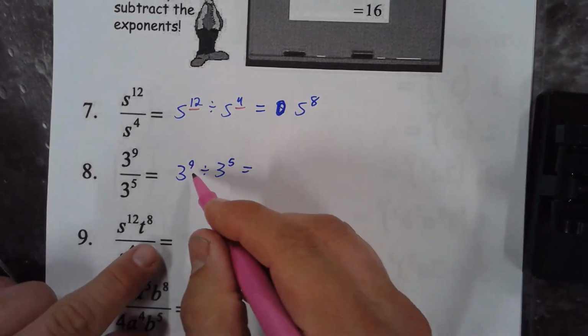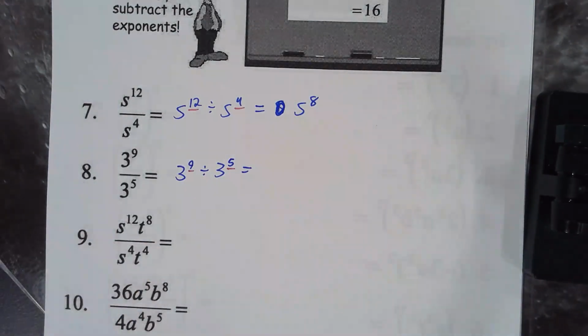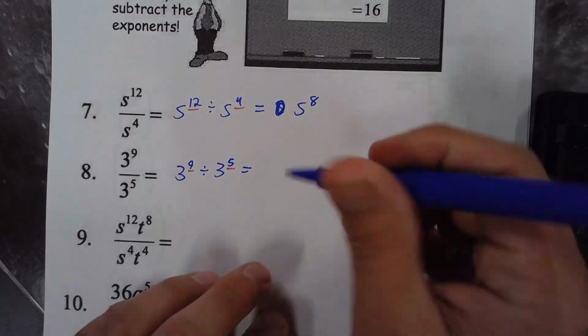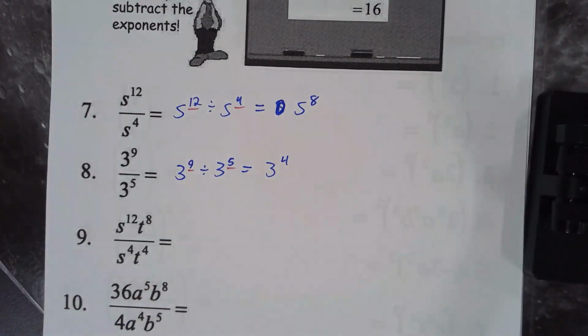Okay, so we got 3 to the 9th divided by 3 to the 5th. Division means we subtract exponents, so what is 9 minus 5? Yep, so this becomes 3 to the 4th. No, it's not bad at all.